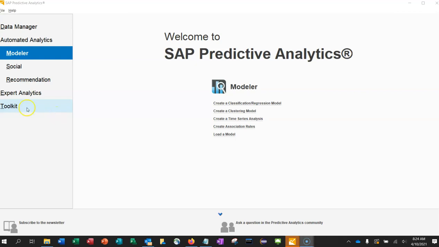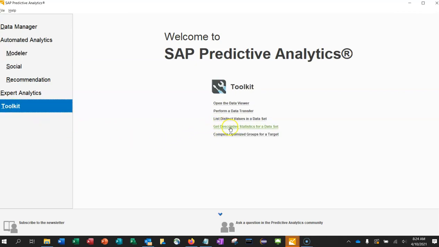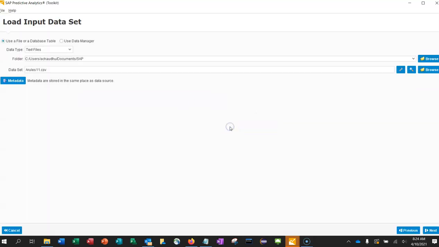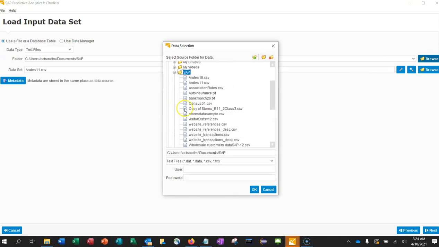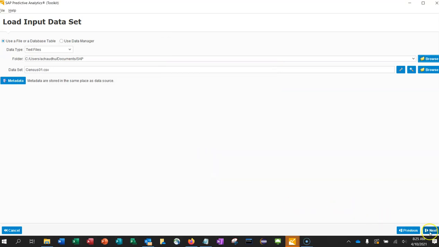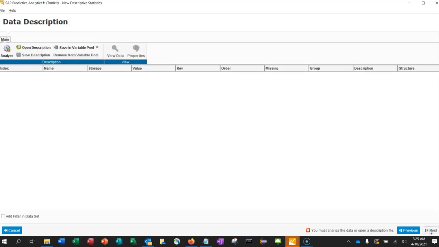So part A is using the toolkit, and we get descriptive statistics for the data set. We go here, and we have two files. One is a census file and one is a rows file. So I'll do both, and one of them is for your homework. So this is the census file. It's got some 40,000 rows. This is from SAP. The actual file had many more rows, but then it takes a long time.